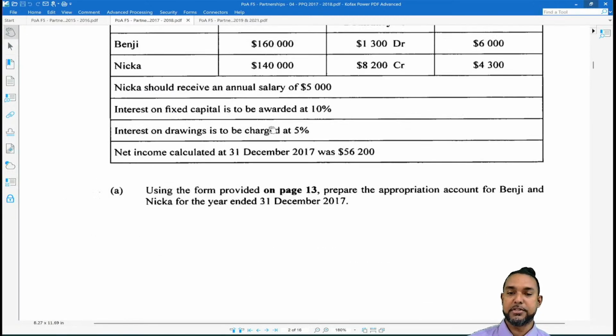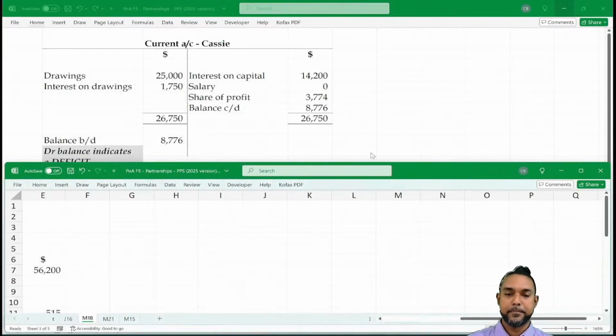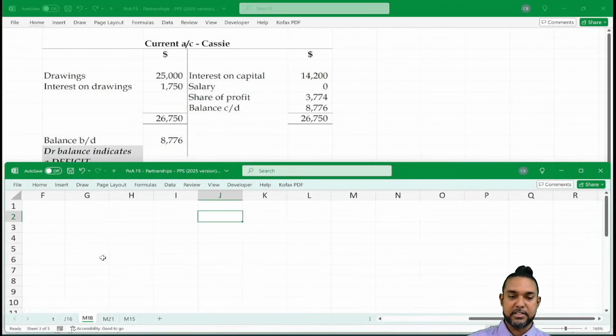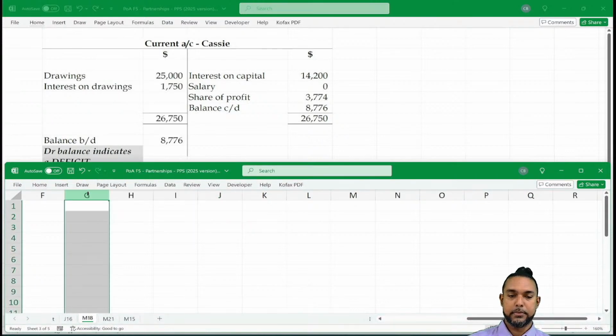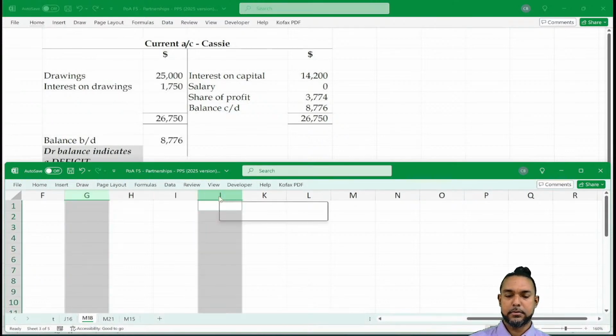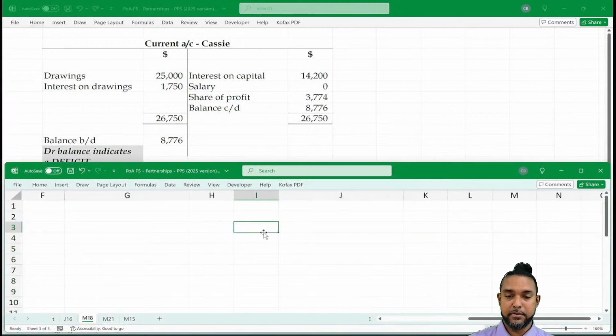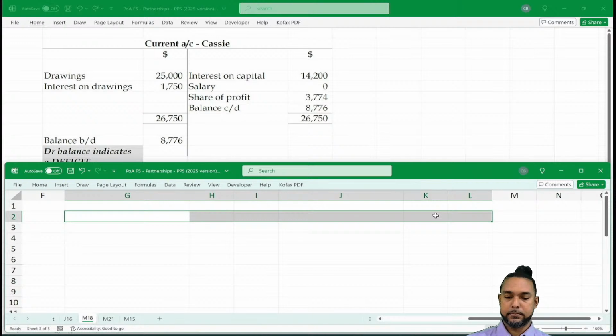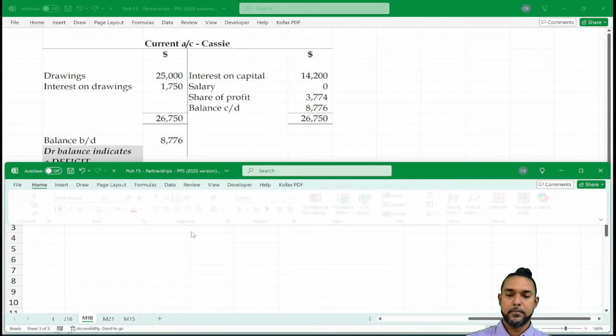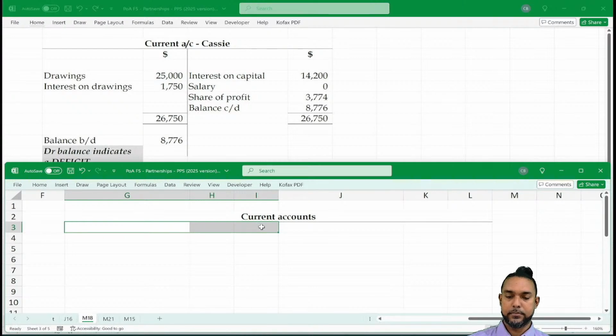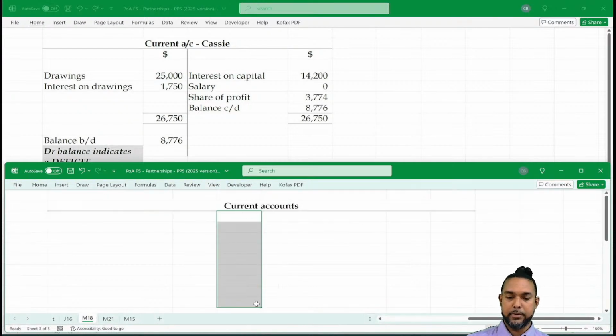Let me just do up a format real quick in Excel. Again, I'll leave that space there. This one and this one. Five, all right, cool. That's good. All right, so current accounts. Get a line going there. Get a line going there. So we're going to put Benji, and Nika.